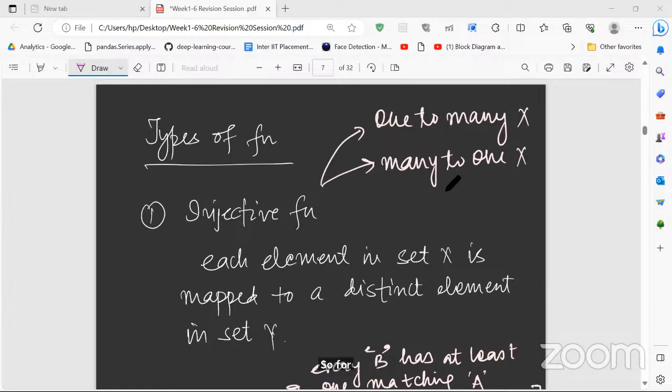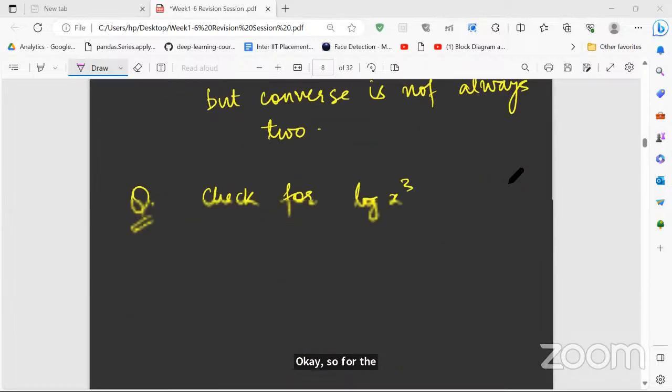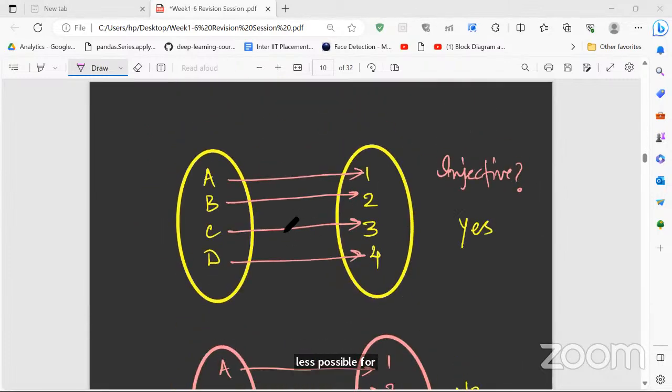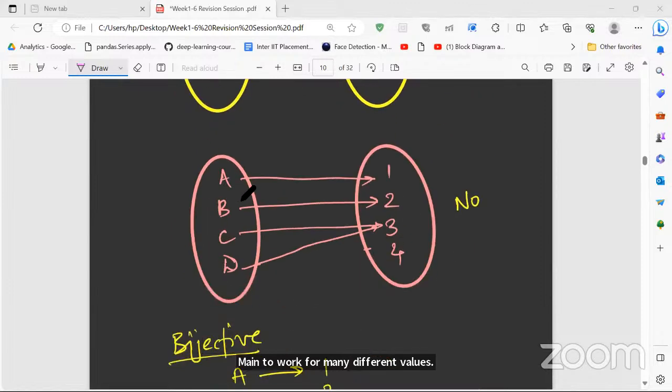Many to one is also not possible there. For a function, many to one was possible, but for an injective function, many to one is not possible. Many to one means from many different values. So, for example, you have this one here. You can see that this is an injective function because many to one is not possible here.